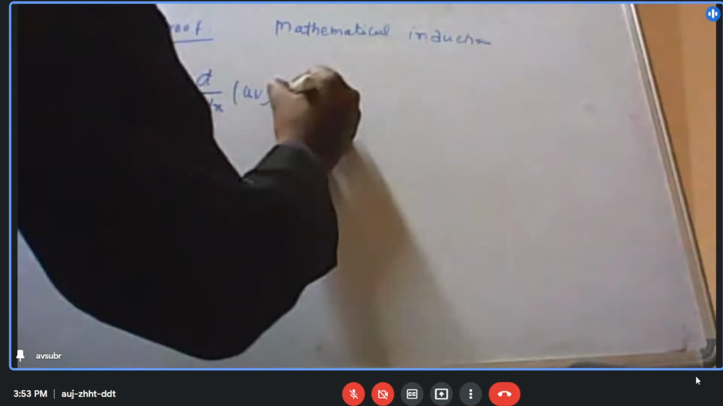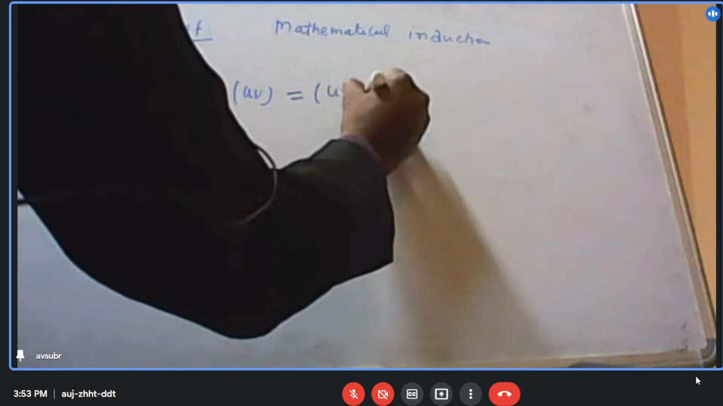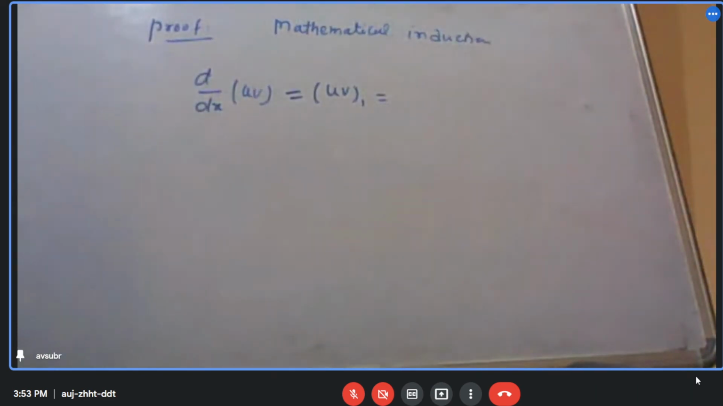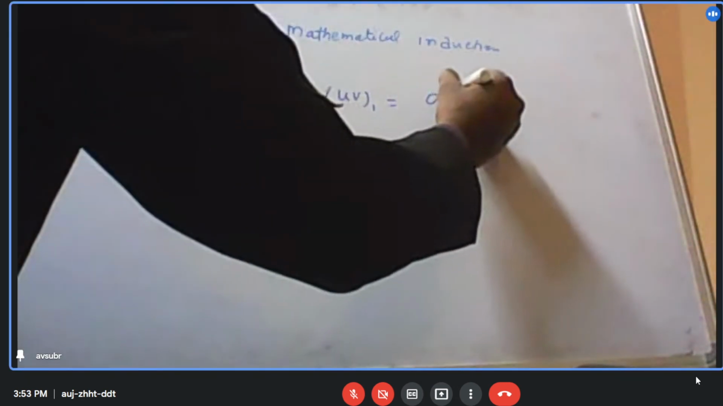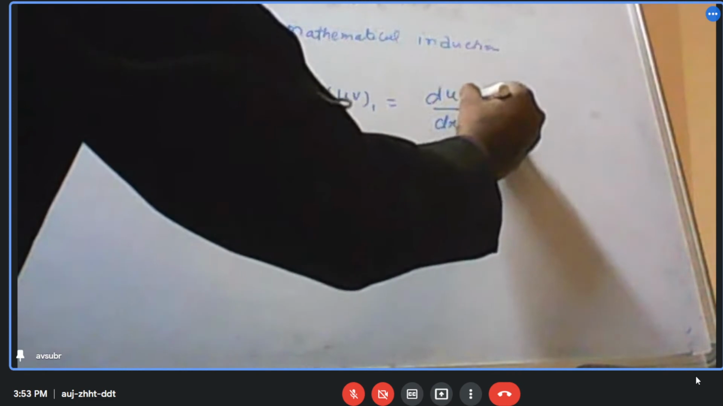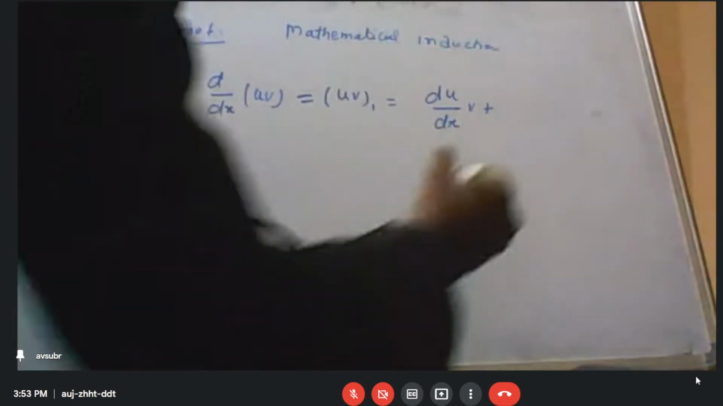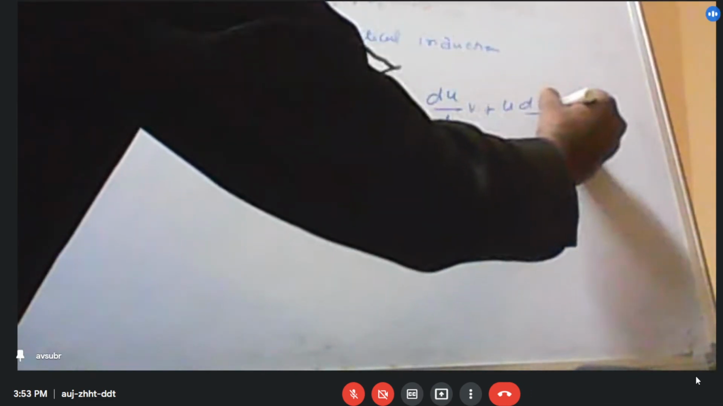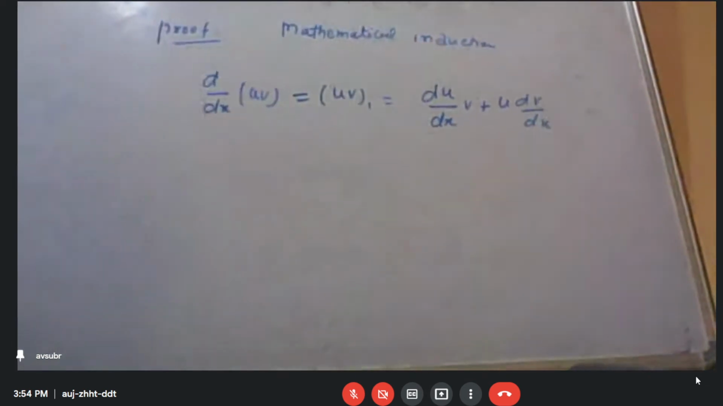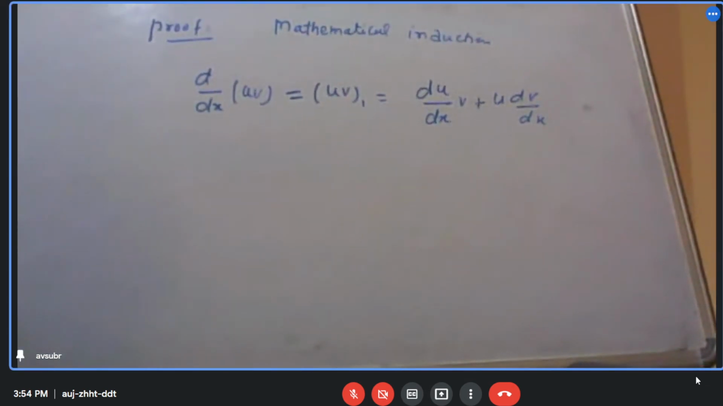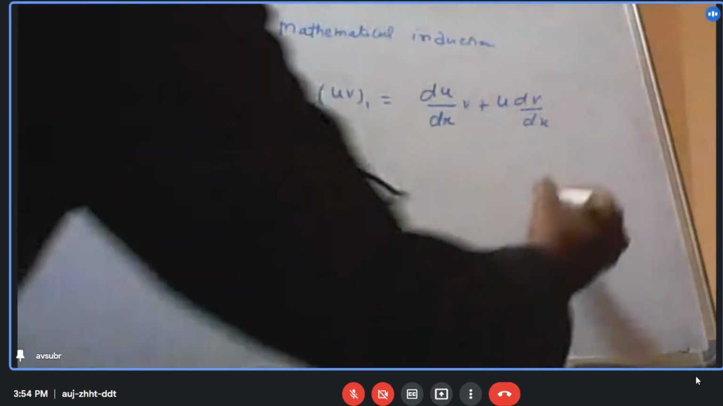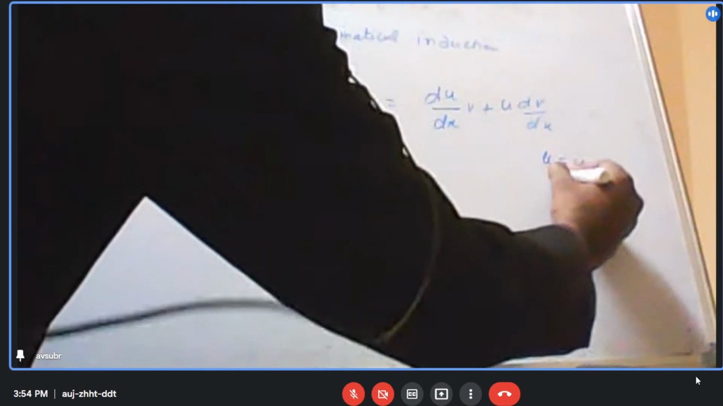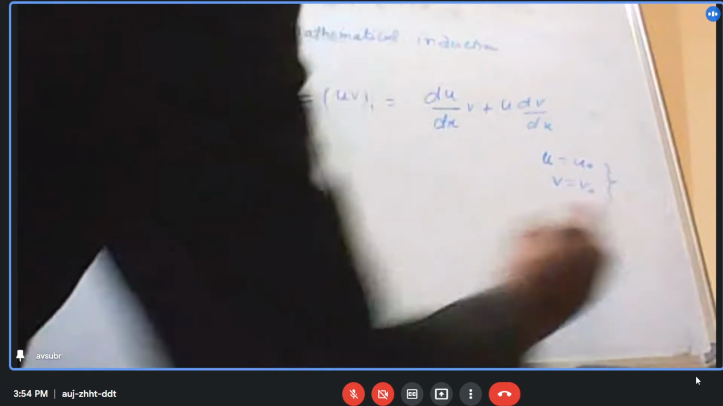So let me take the first derivative. Let us write it like this. What will be the first derivative? du by dx, I can write du/dx into v plus dv/dx into u. Right? Let me consider that u is equal to u0 and v is equal to v0.